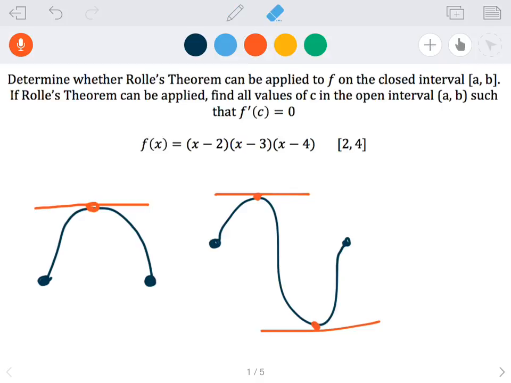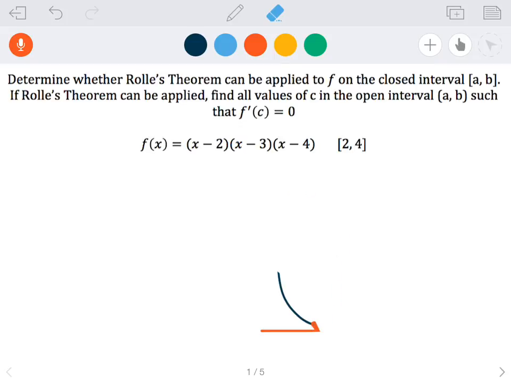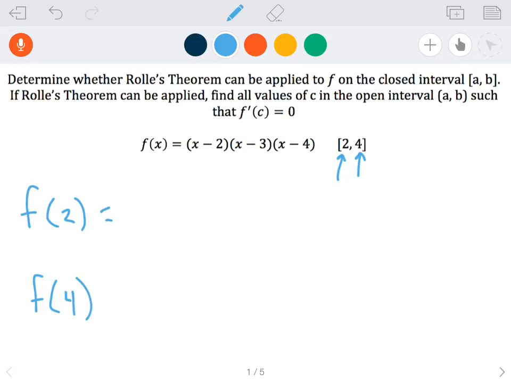And so the first thing we have to do to figure out if Rolle's theorem applies is we've got to know, does my function start at one spot and come back to the same y value in my interval? So what I need to do is check my endpoints here and see if I'm at the same y value. Otherwise, Rolle's theorem doesn't apply. So all I got to do is check f of 2 and f of 4, and see what y value I get.